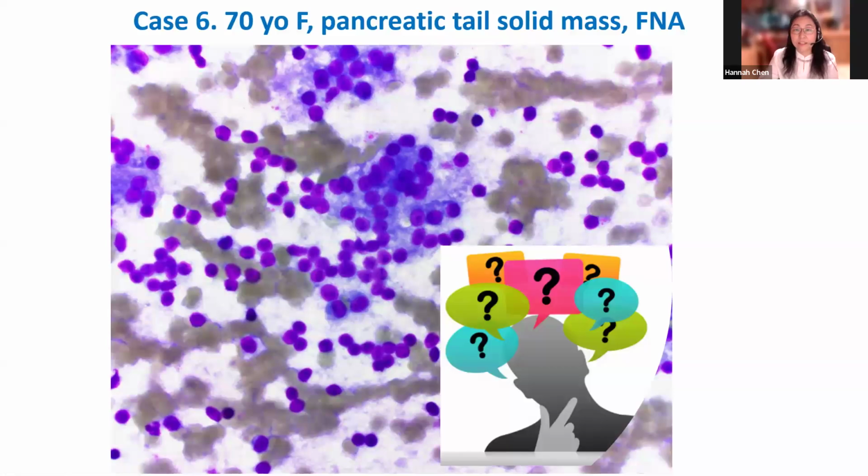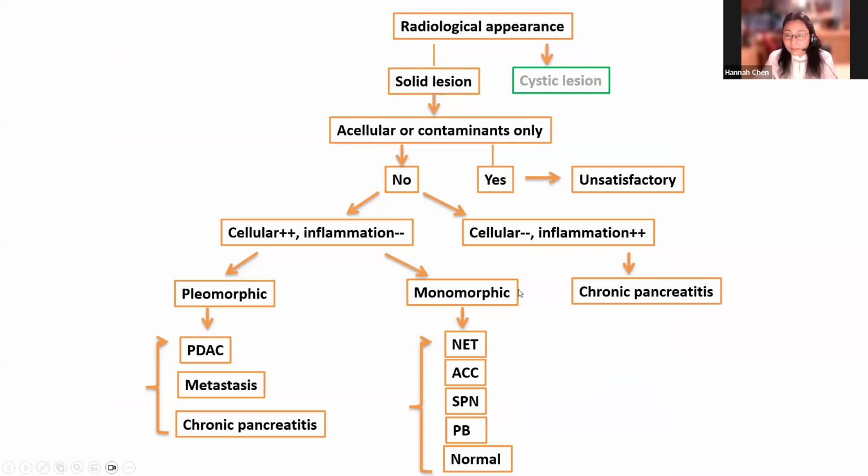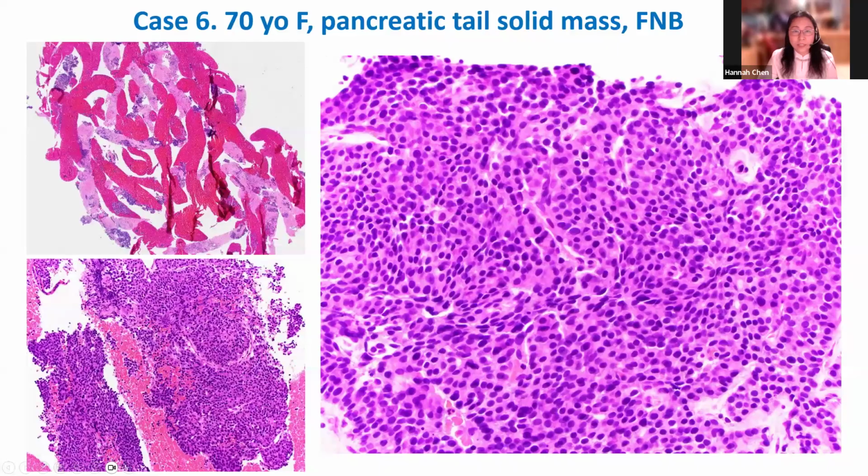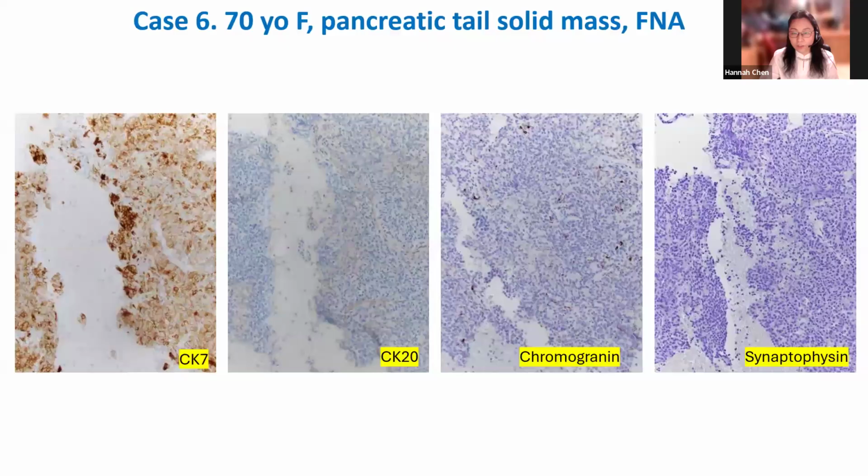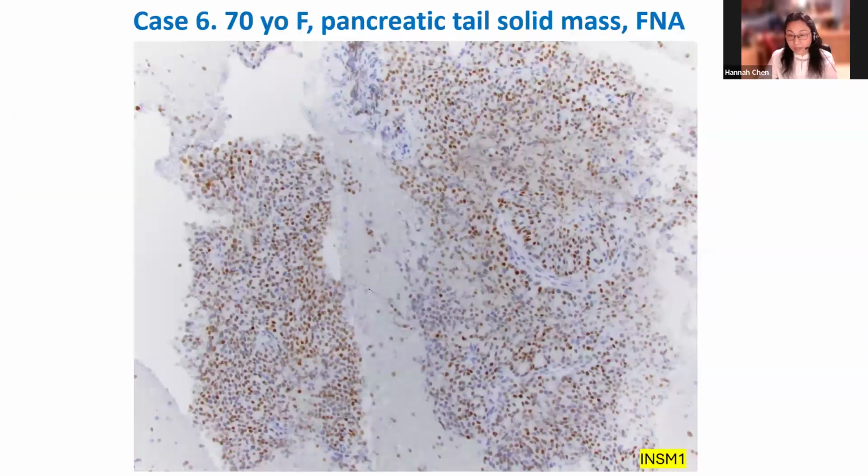So what's the diagnosis or differential diagnosis? These tumor cells show monomorphic morphology, so again we follow the differential diagnosis list. This case also has an FNB. Again, in the FNB, we see abundant tumor cells with monomorphic morphology. This tumor is CK7 positive, CK20 negative, chromogranin just a rare cell positive, synaptophysin is negative. INSM1 shows this level of positivity.